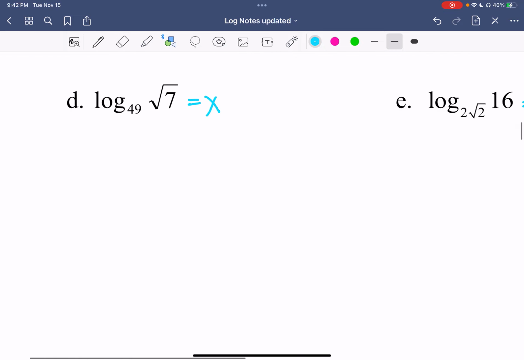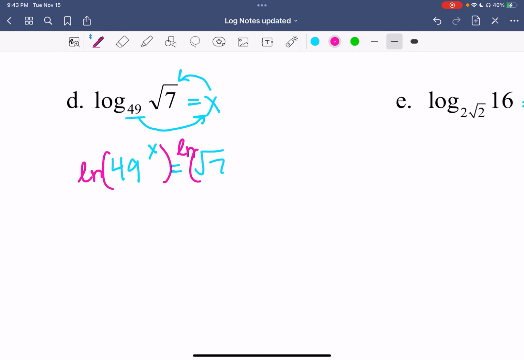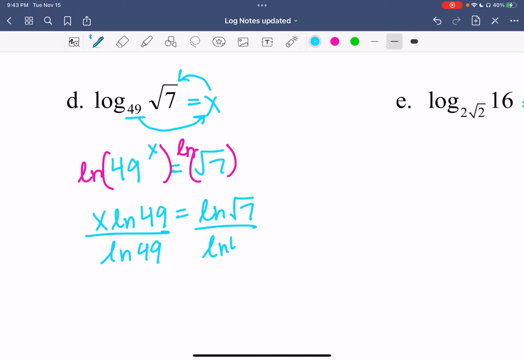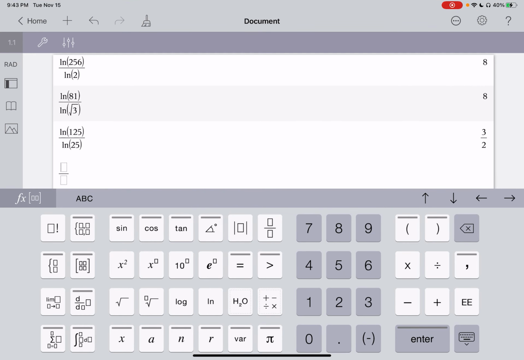Okay, another one. Convert to exponential. Start with the base. Do your switcheroo. 49 to the power of x equals square root of 7. Take the natural log of both sides. Bring your variable of x to the front of the natural log of 49. Set that equal to the natural log of the square root of 7. Divide out the natural log of 49. Get x by itself. Type it in the calculator. Natural log of the square root of 7 divided by the natural log of 49. And we get 1/4.